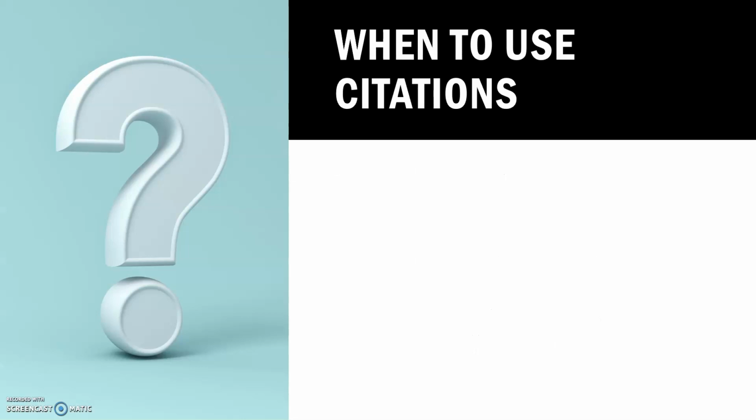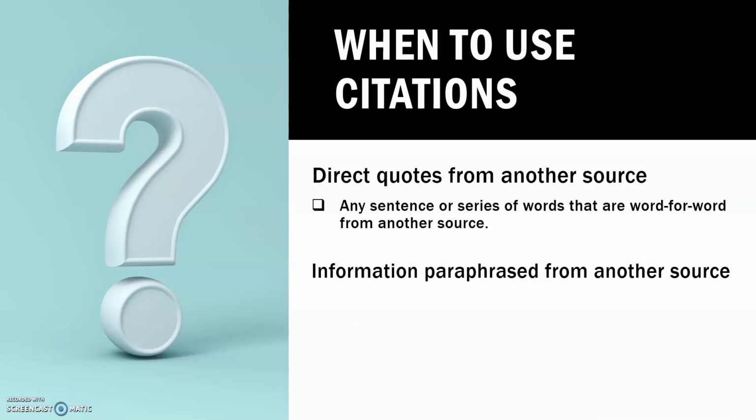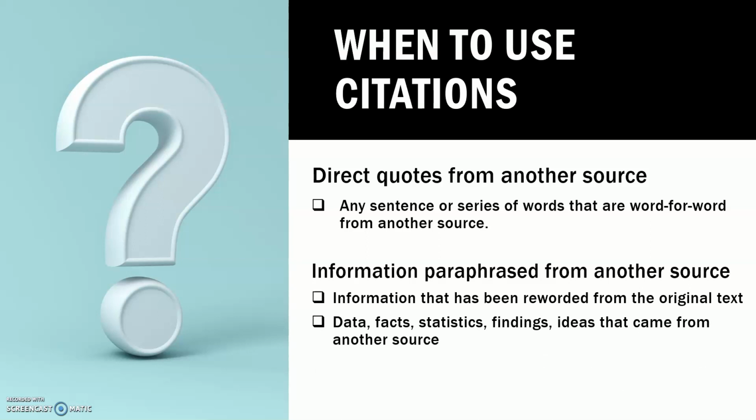So when to use citations? Citations must be used whenever you are using direct quotes from another source, and also any information paraphrased from another source. A direct quote means any sentence or a series of words that are word for word from someplace else. When you paraphrase information, this could be information that has been reworded in different language than the original text did, or simply data, facts, statistics, findings, and ideas that come from another source.